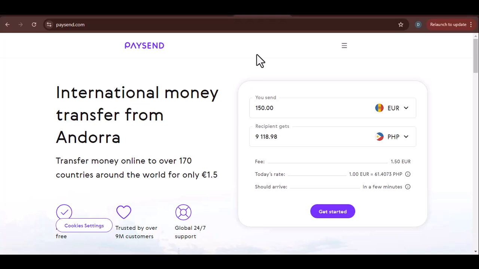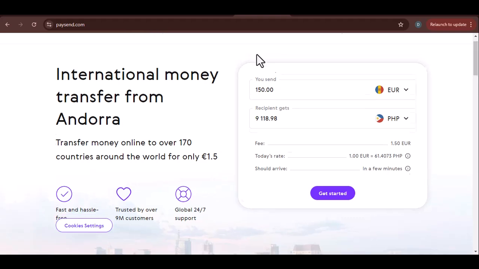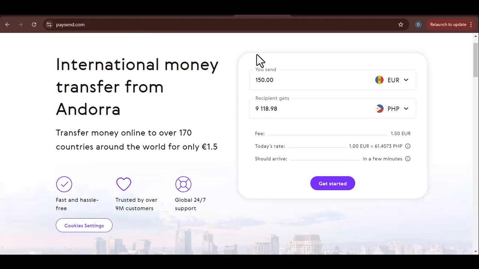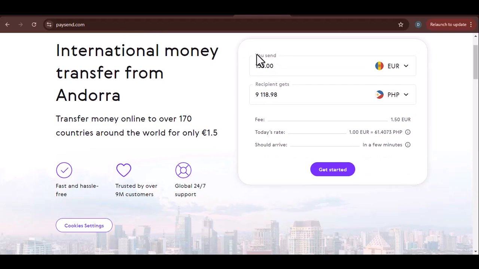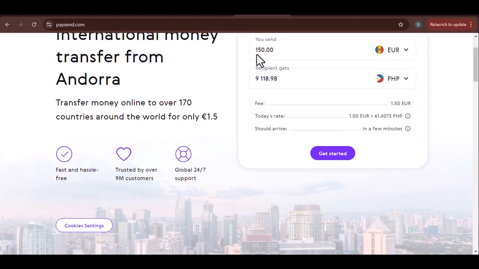Have you ever wondered how much money you can actually send using Paysend? I know I did. It's a great service for sending money internationally, but I was curious about the limits. So, let's dive in and find out together.